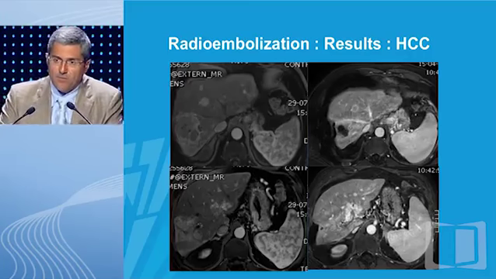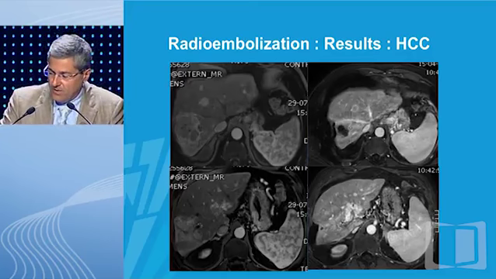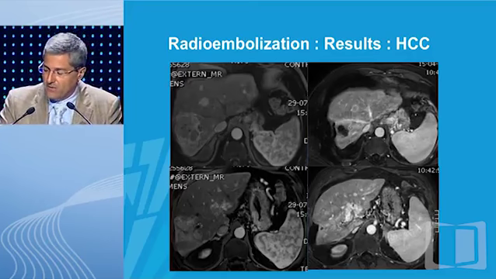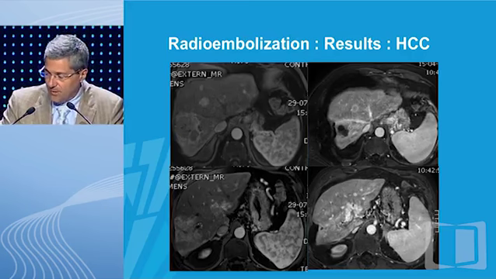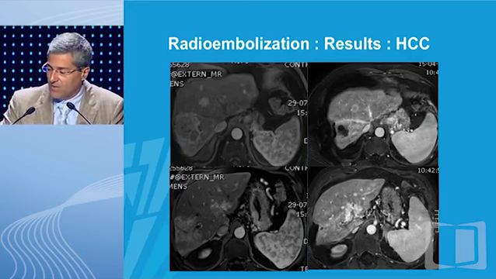This is an example of a patient with an unresectable hepatocellular carcinoma, and this patient also had a portal vein thrombosis, which is a clear contraindication for chemoembolization. And on the right images, you see that after 3 months, there is indeed a good shrinkage of the large tumor in the right liver lobe.